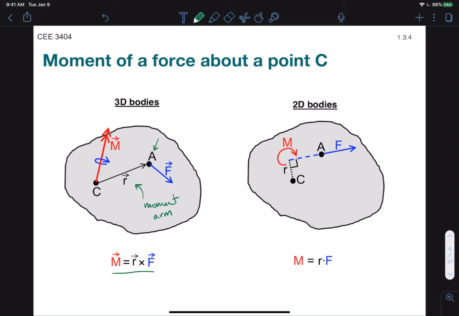Now if we simplify this to 2 dimensions, the cross product of r and F reduces to the product of the perpendicular distance between point C and the line of action of that force passing through point A. So we have a simplified relationship where the moment is simply the perpendicular distance times the force.